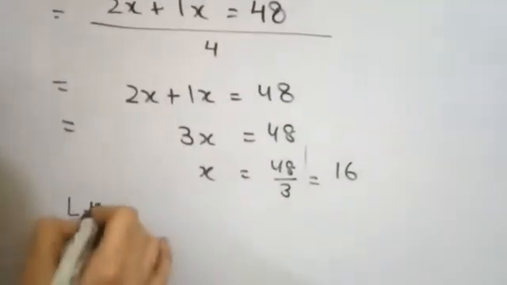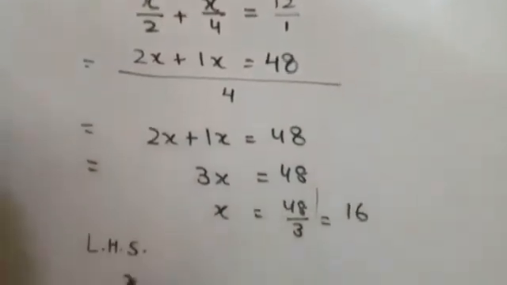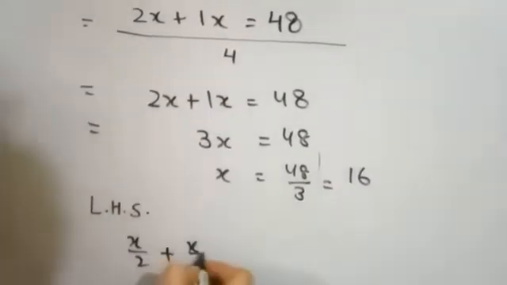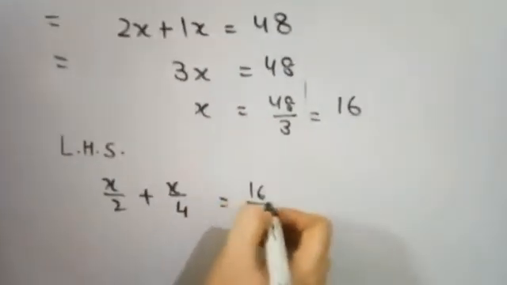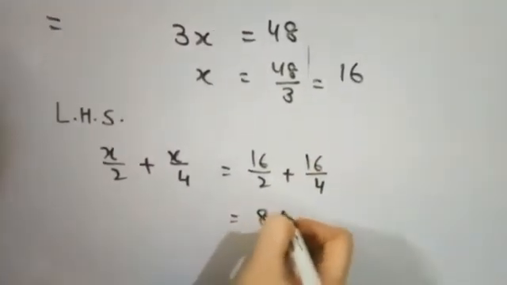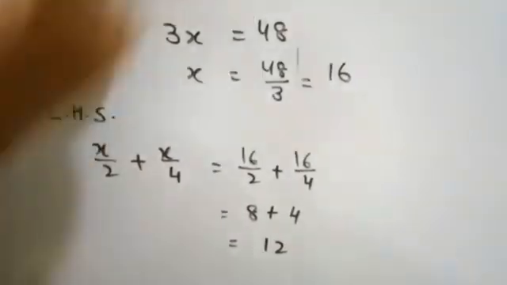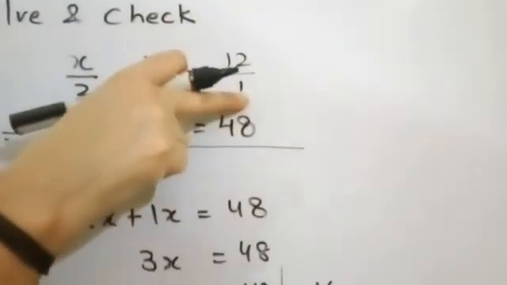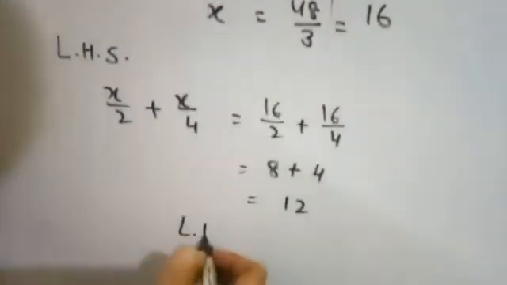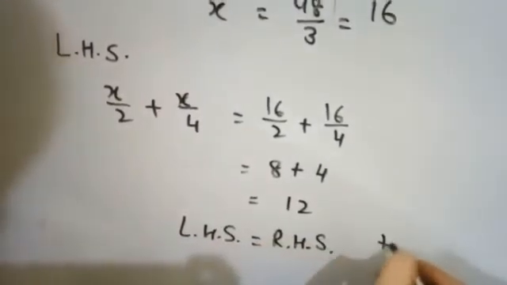Now to check LHS, RHS, we are having only one number. So x by 2 plus x by 4, 16 by 2 plus 16 by 4, 16 by 2 is 8 plus 16 by 4 is 4, and 8 plus 4 is 12, and we are having RHS is 12. So you have proved LHS is equal to RHS, hence verified.